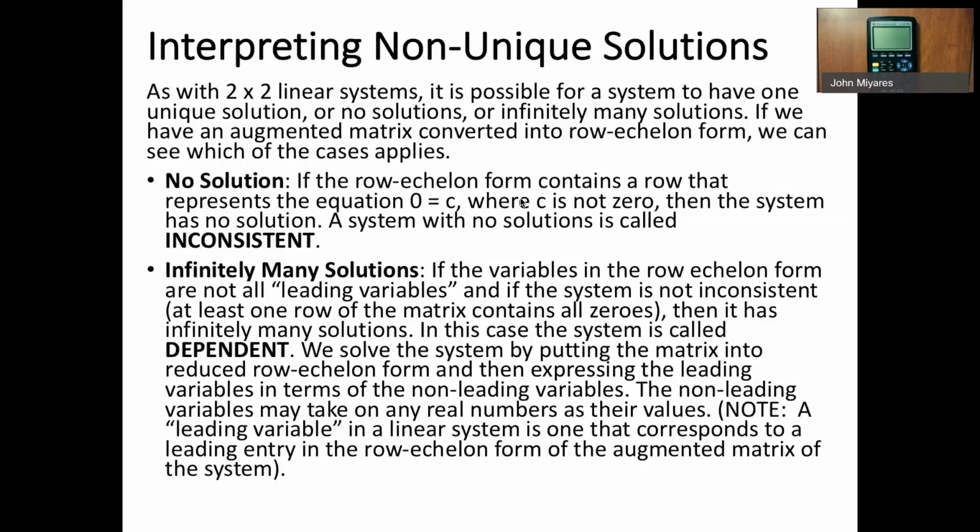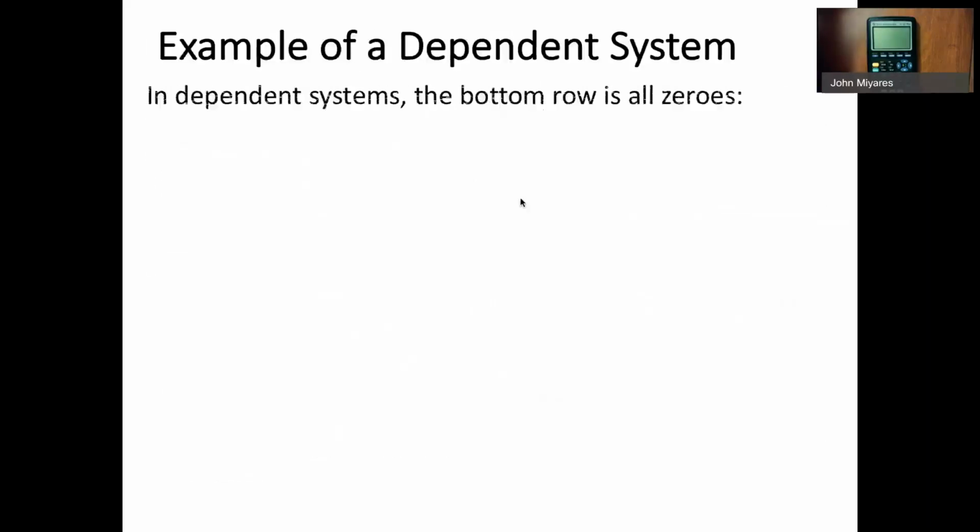So admittedly, that in itself is a lot of gobbledygook, so maybe it would be better if we looked at some examples of where this occurred. In a dependent system, or one where there are many possible solutions, the bottom row of the matrix, when you convert it into REF form or RREF form, is all zeros.